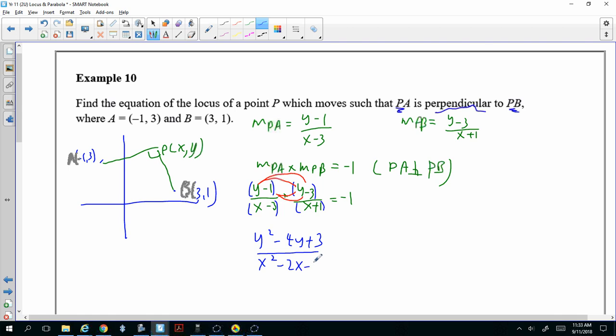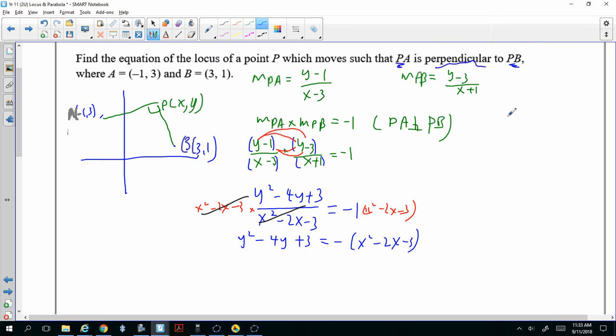And the next step is to get rid of the denominator. So multiply both sides by x squared minus 2x minus 3. So it cancels the denominator. And you end up getting y squared minus 4y plus 3 equals the negative of that. So what we do is move all terms to the left side. So it becomes x squared minus 2x minus 3 plus y squared minus 4y plus 3 equals 0. Now guess what that equation represents? It's a circle because it has got x squared and y squared.